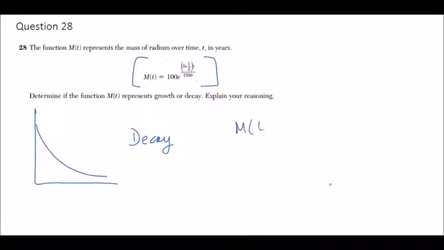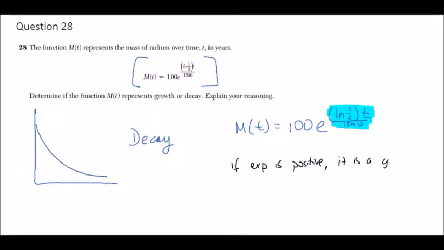So what we have is m of t is 100e to the ln of 1/2 t over 1590. Now it's important to recognize this whole thing here is the exponent. So from our knowledge of exponential growth and decay, we should recognize that if the exponent is positive, it is growth. If the exponent is negative, it is a decay function.